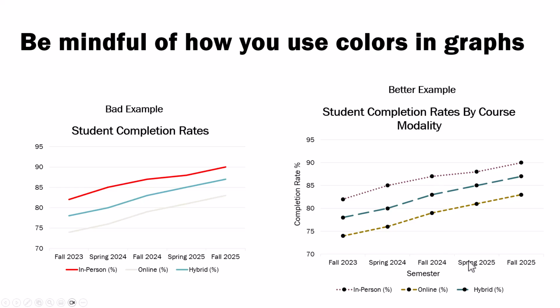In the example to the right, even if someone cannot tell the colors, there's still a pattern. Ideally, if we had more room, we could label each line over here on the right. We could put in-person, hybrid, and online to make it even more clear. Ideally, we should also have a table with the data with this graph.